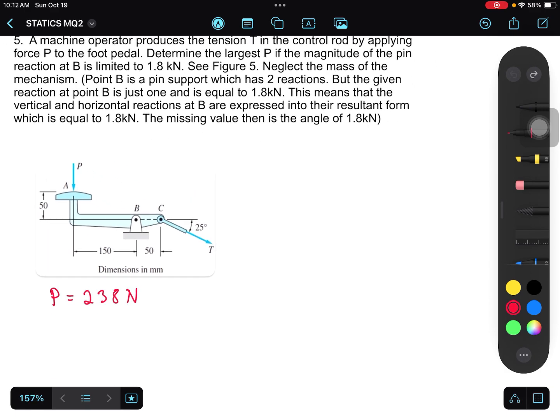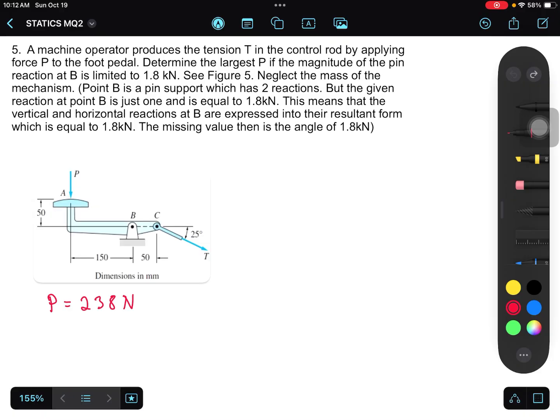the question, determine the largest P, the magnitude of the pin reaction at B, ito yung B, is limited to 1.8 kilonewton. Neglect the mass of the mechanism. So, anong ibig sabihin nun? Since meron kang foot pedal mo at point A, kapag nag-push ka ng P, matatension nga to kasi aangat ito. Kasi may pin ka dito. So, kapag pin, may vertical and horizontal reactions ka. So, magro-rotate siya sa B, aangat itong point C. Matatension itong rod na to. Kaya meron kang force T, which means tension doon.